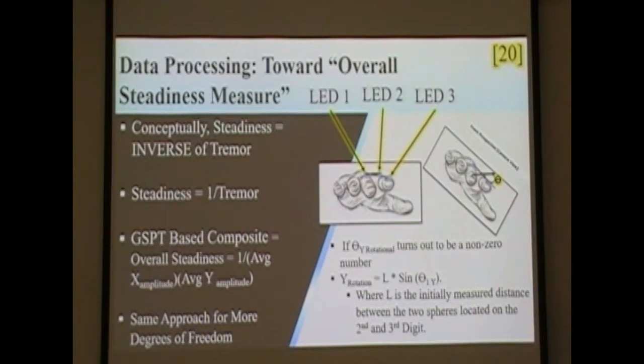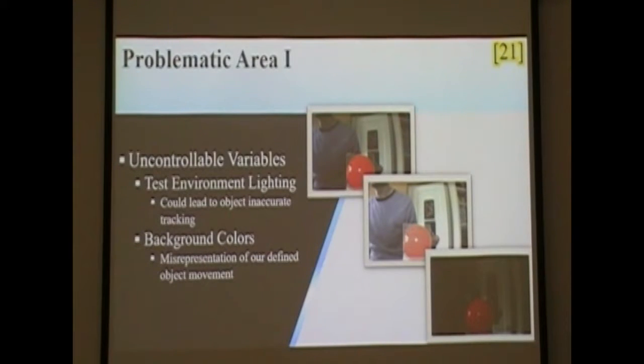With our system, using the General Systems Performance Theory composite, we're going to take those RMS amplitudes of the y and x direction, multiply them together, and by the inverse law rule, that will be our tremor. If we take the inverse of that, that will give us our overall steadiness for our system. So that's how those two numbers are related. 1 over the tremor will be your steadiness, and the same can be said for the other.